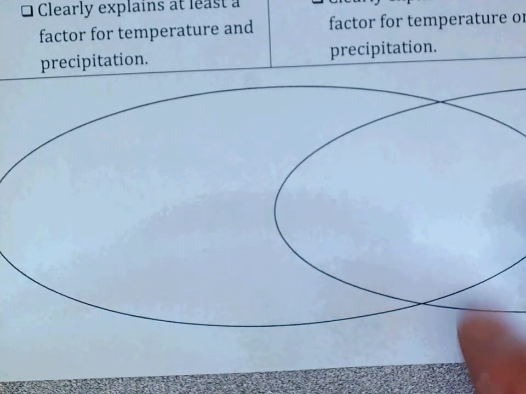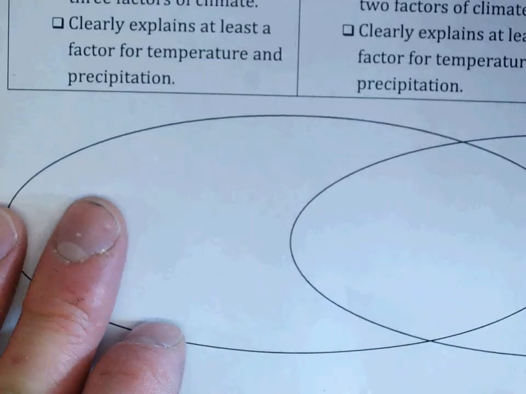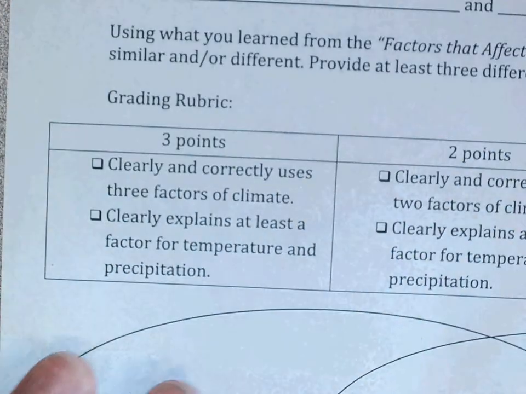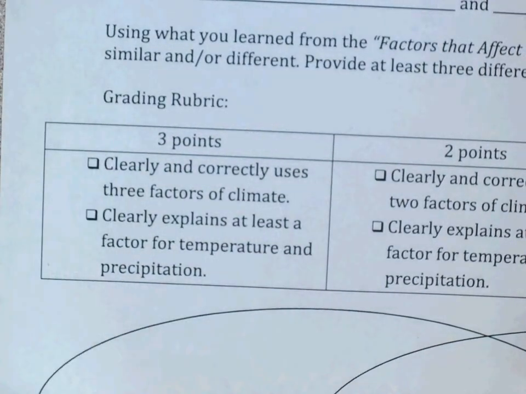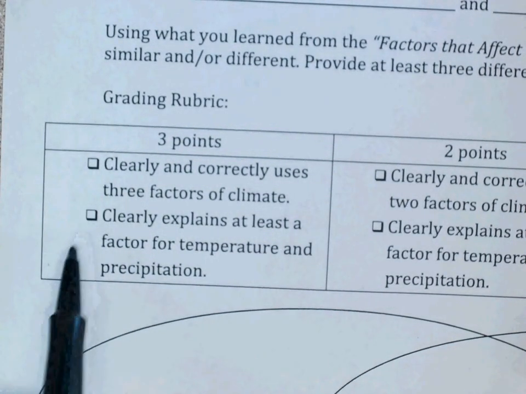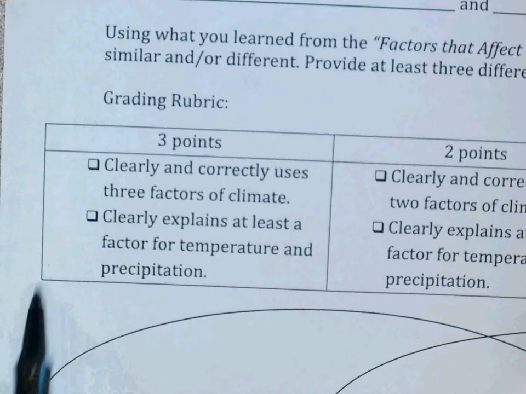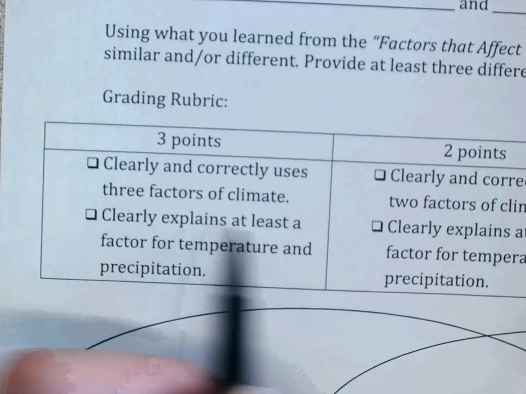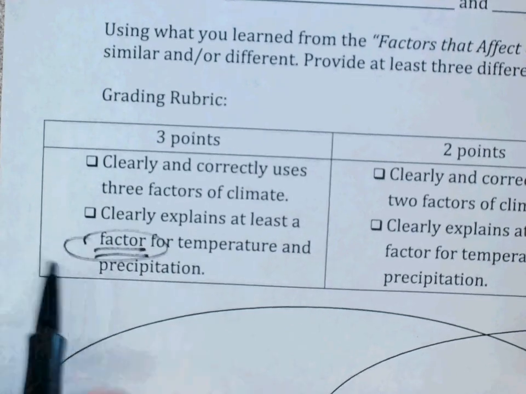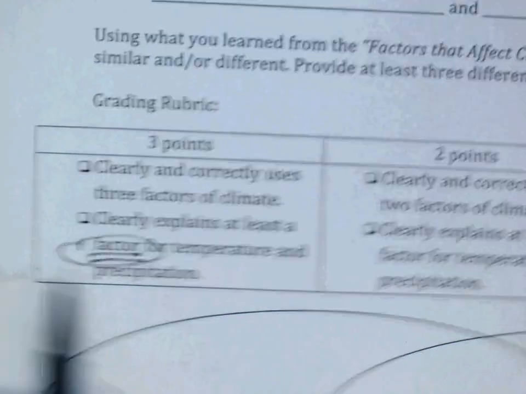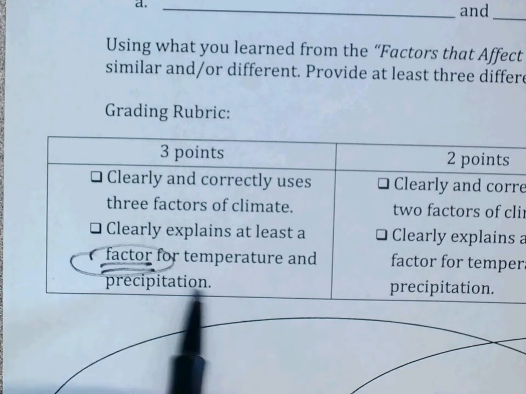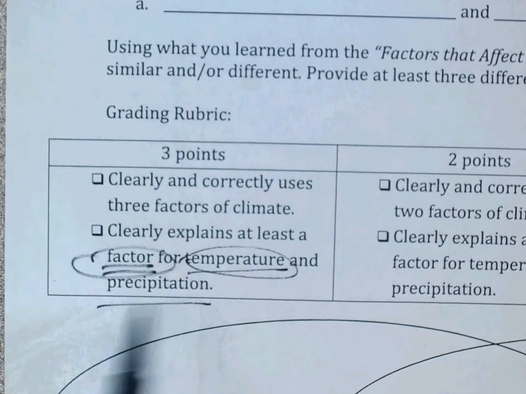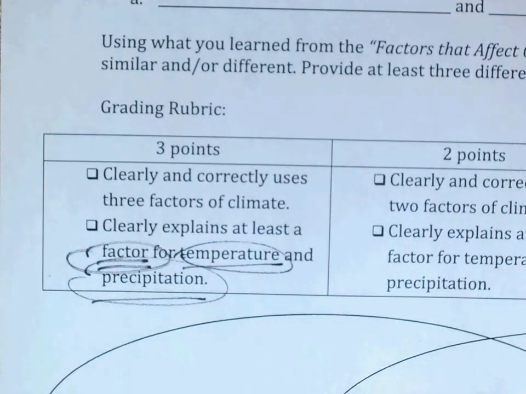So there are some possible examples. Remember that the key thing for getting credit for this one is that you explain factors of climate and factors for temperature and precipitation. Okay, so when we talk about factors, we talk about things like location, maritime versus continental. So you need to be addressing those when you talk about what happens and try to touch on something that affects temperature and something that affects precipitation for the locations and making them unique.